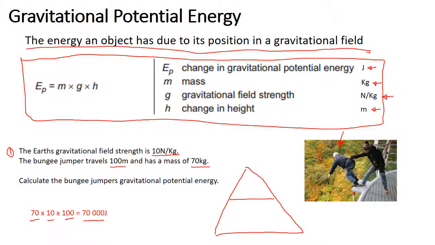To put this into a triangle, you just need to put your elastic potential on top, and then the 3 components you're going to times on the bottom. And then whatever component you need to find, just cover it over. So let's say you need to find out the gravitational field strength of a planet, cover that one over, and then do whatever's left. So in that case, you do elastic potential divided by your mass times your height.